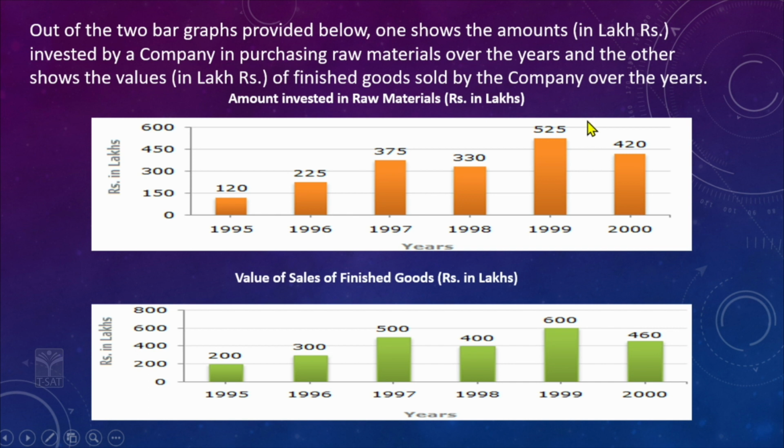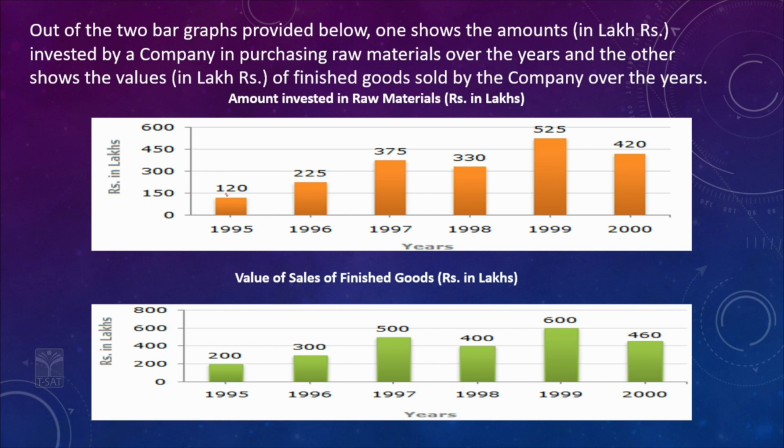Here 525, here 600, means here 75. Here 420, here 460, the difference is 40. So, the differences are 70, 125, 70, 75, 80, and 40. So, we can say easily which is the required answer.